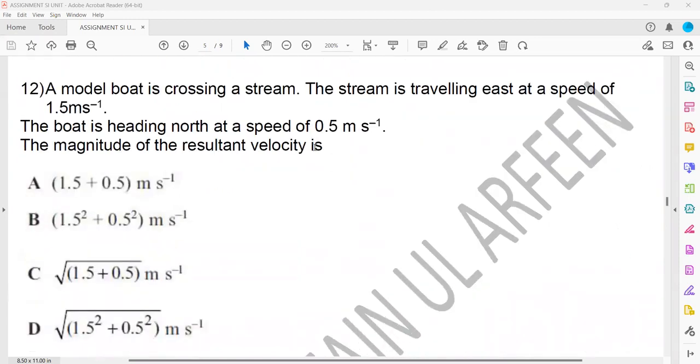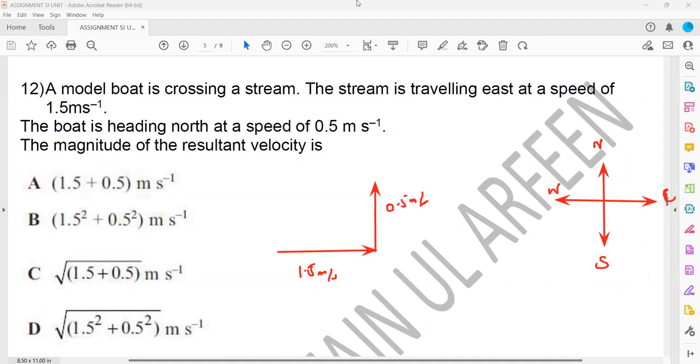In question 12, a model boat is crossing a stream. The stream is traveling in east at a speed. So you have to take direction of the compass. North is always up, south is down, east is towards the right, and west is towards left. So a stream is traveling in east 1.5, so east is toward the right, which is 1.5 meter per second. And the boat is heading north at a speed of 0.5. So going north at a speed of 0.5.